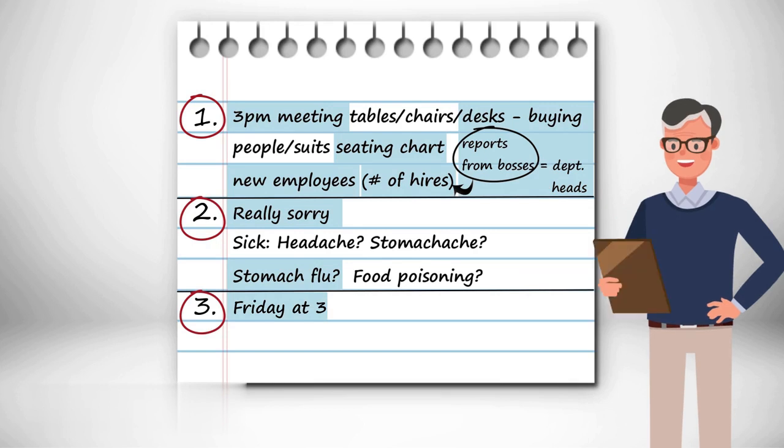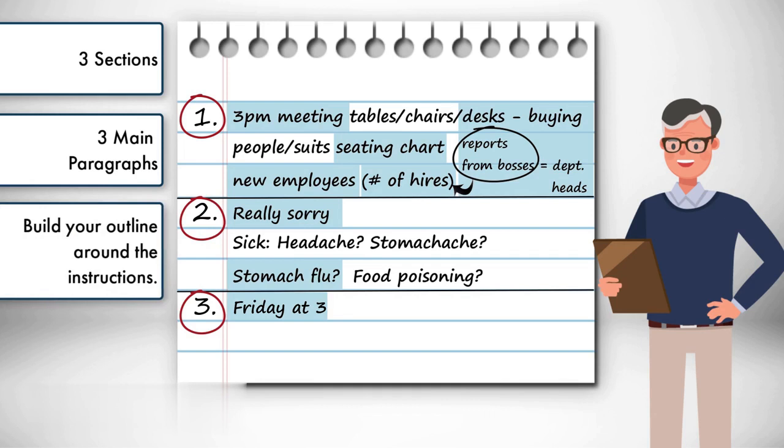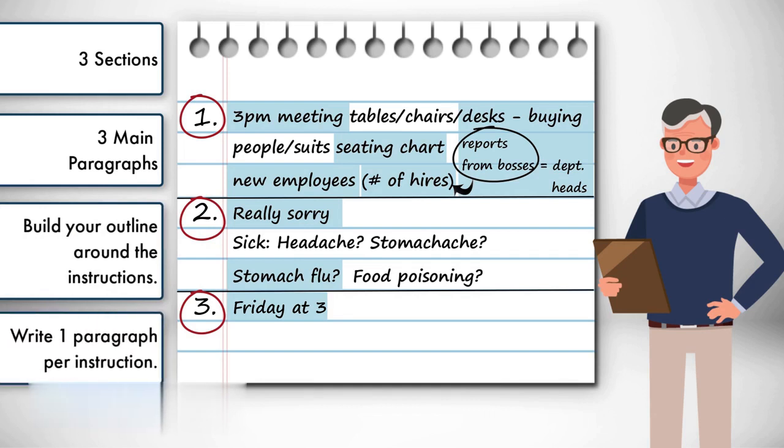Now I've got 3 sections here, so I will probably want to write 3 main paragraphs in my response. It may not always work out so neatly, but in general, it can be a useful strategy to build your outline around the instructions, and then write 1 paragraph for each of the main instructions.